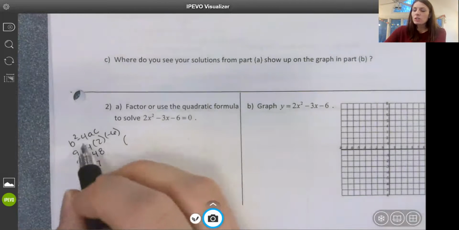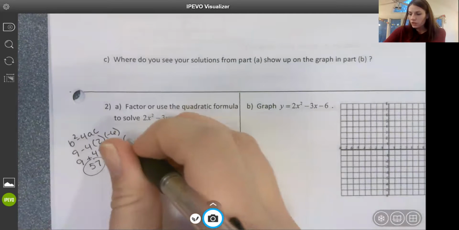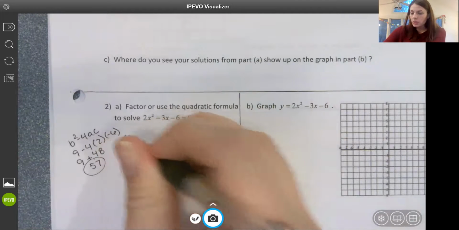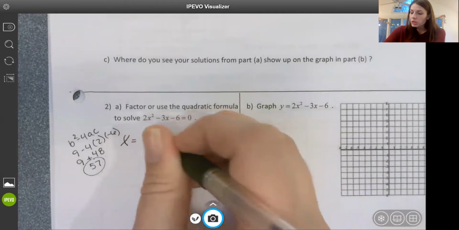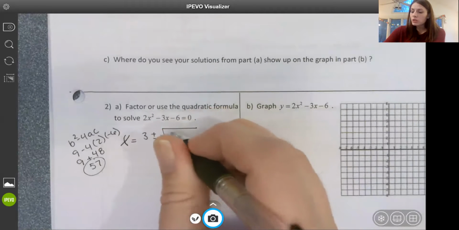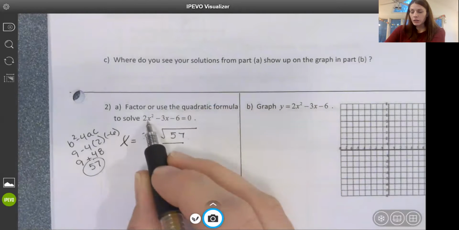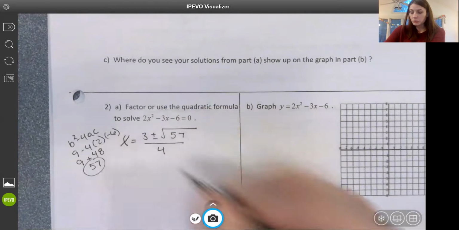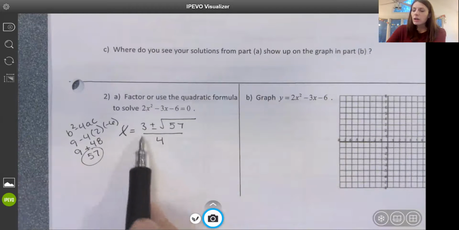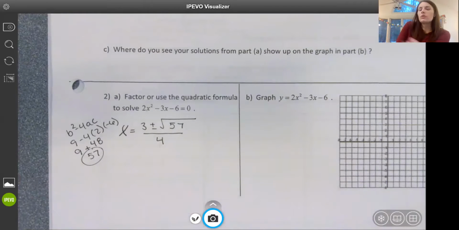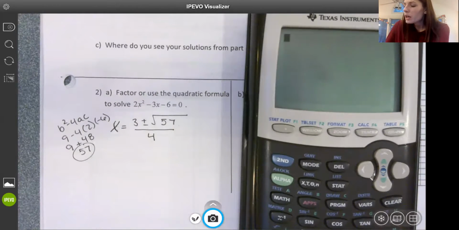So we should have looked at our discriminant here, realized that's not a perfect square, and switched to using the quadratic formula. So x equals -b plus or minus the square root of, we know our discriminant is going to be 57, all over 2a, which would give me 4. Now for this, because I know where we're headed here, I want to get the decimal answers for this problem, just so I have a good estimate of what those values are.